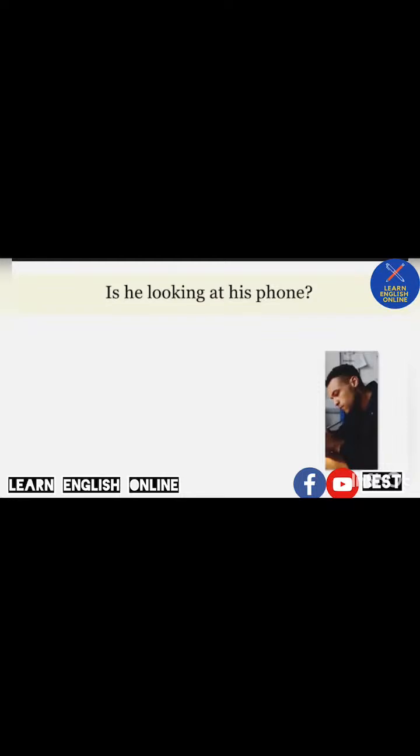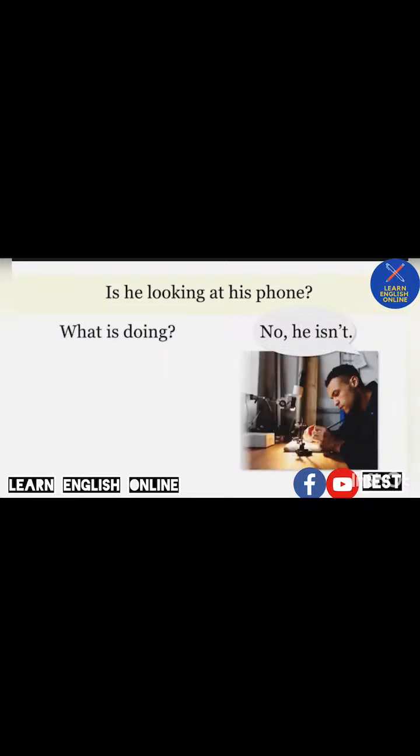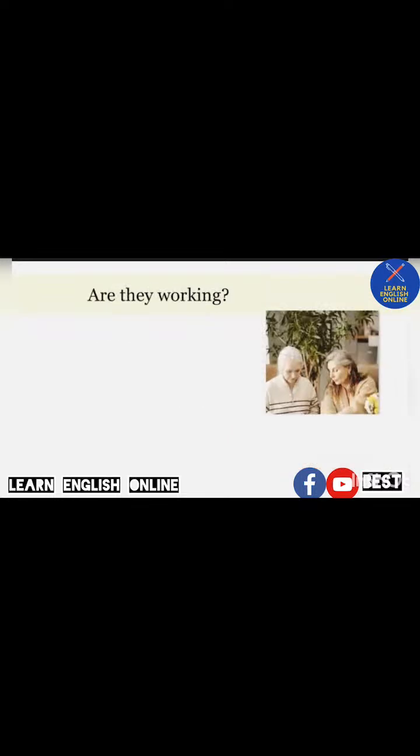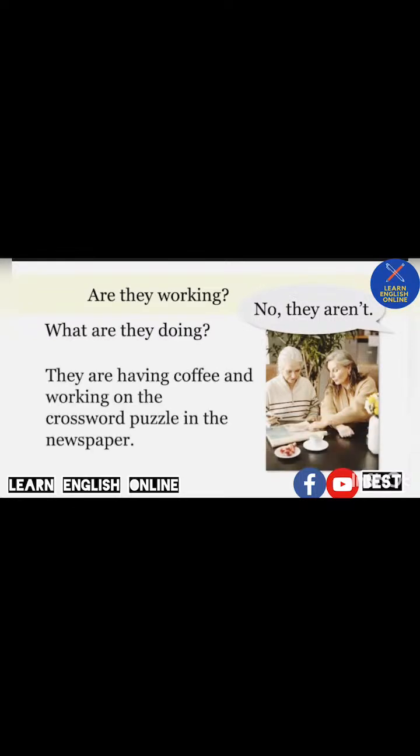Is he looking at his phone? No, he isn't. He isn't? Well, what is he doing? He's working in the engineering lab. Are they working? No, they aren't. What are they doing? They are having coffee and working on the crossword puzzle in the newspaper.